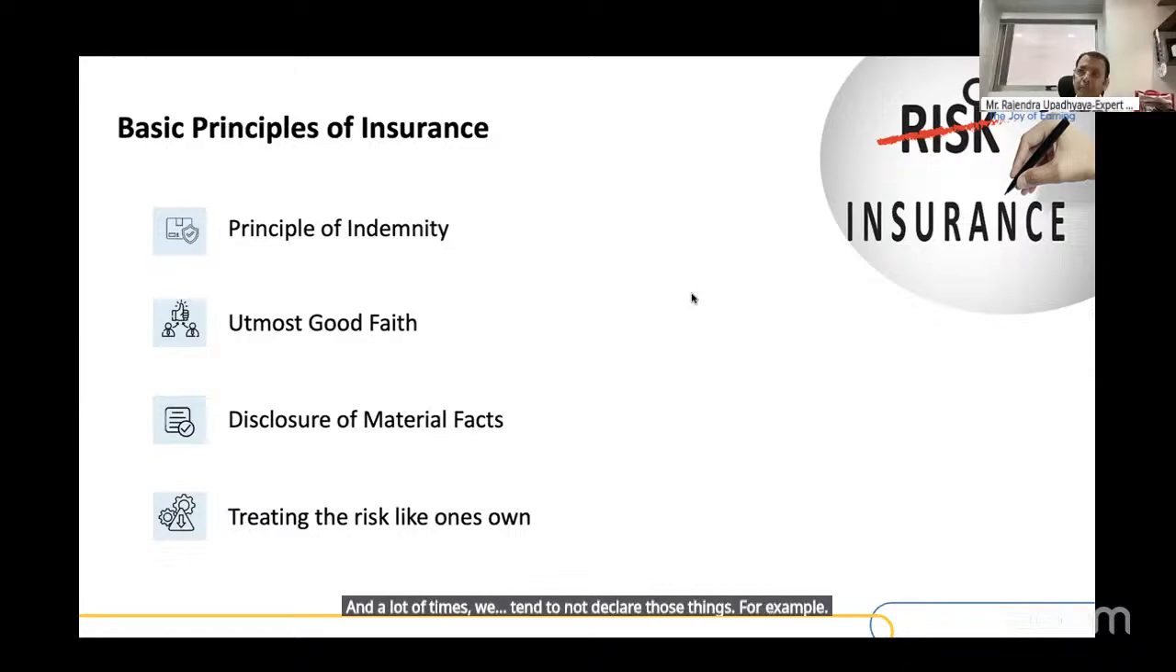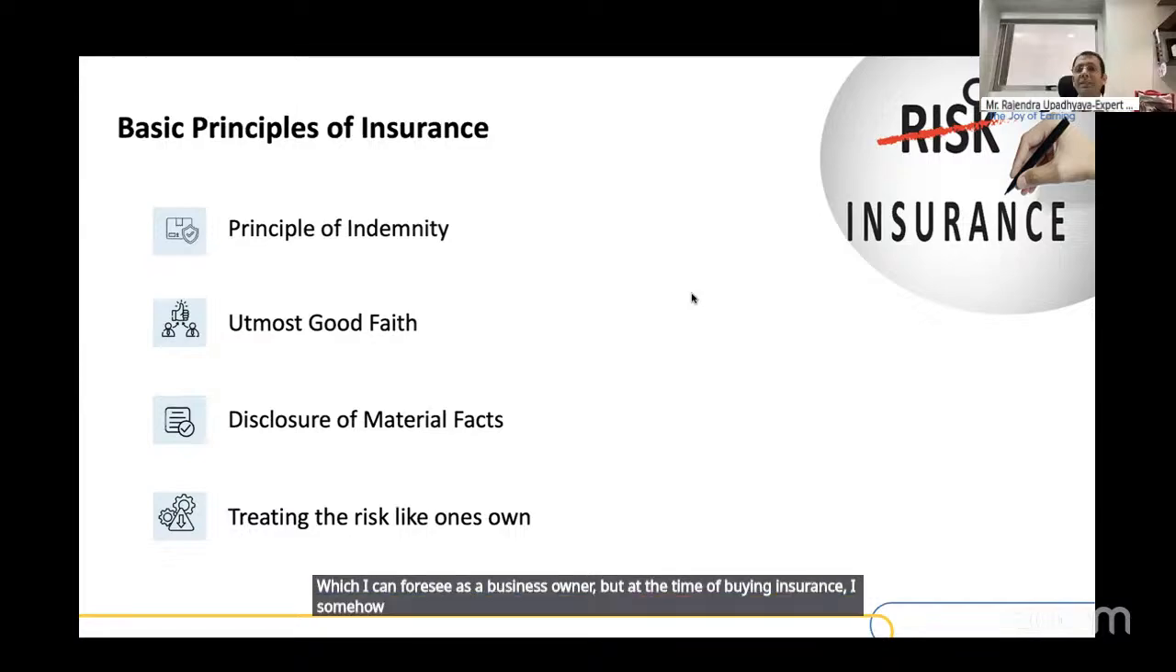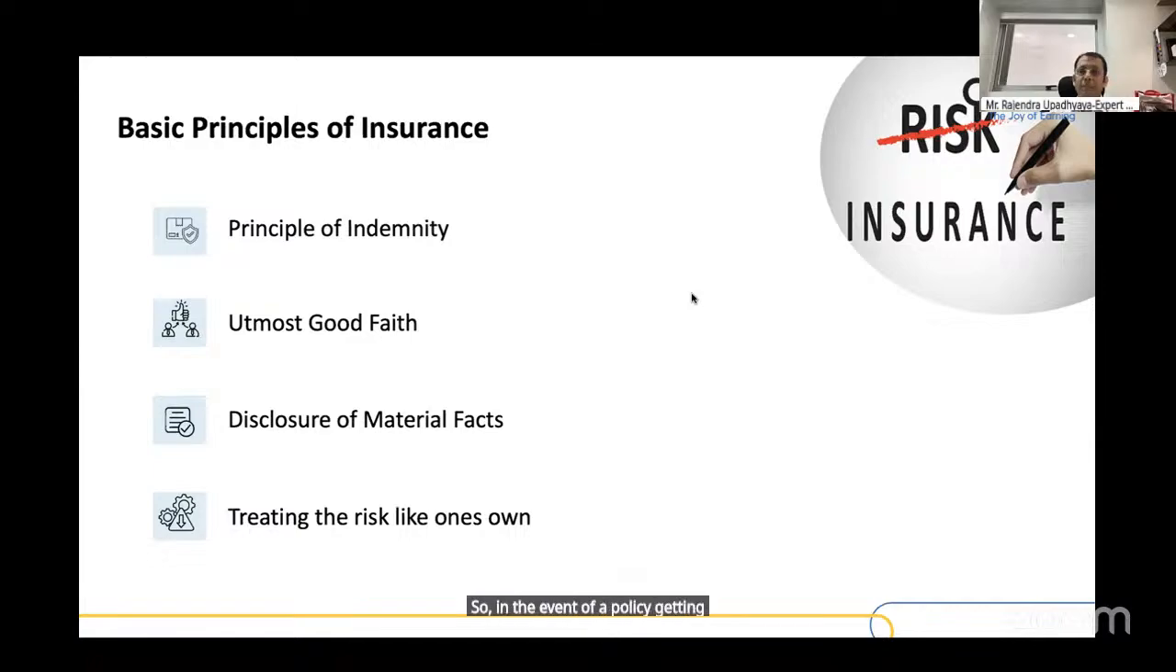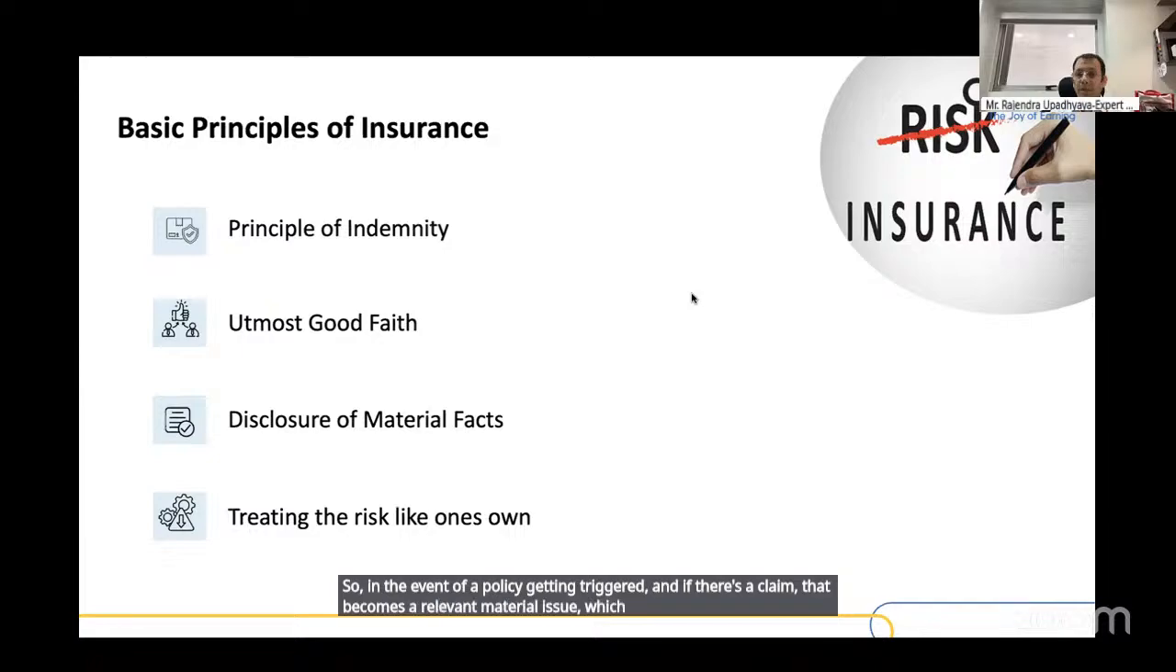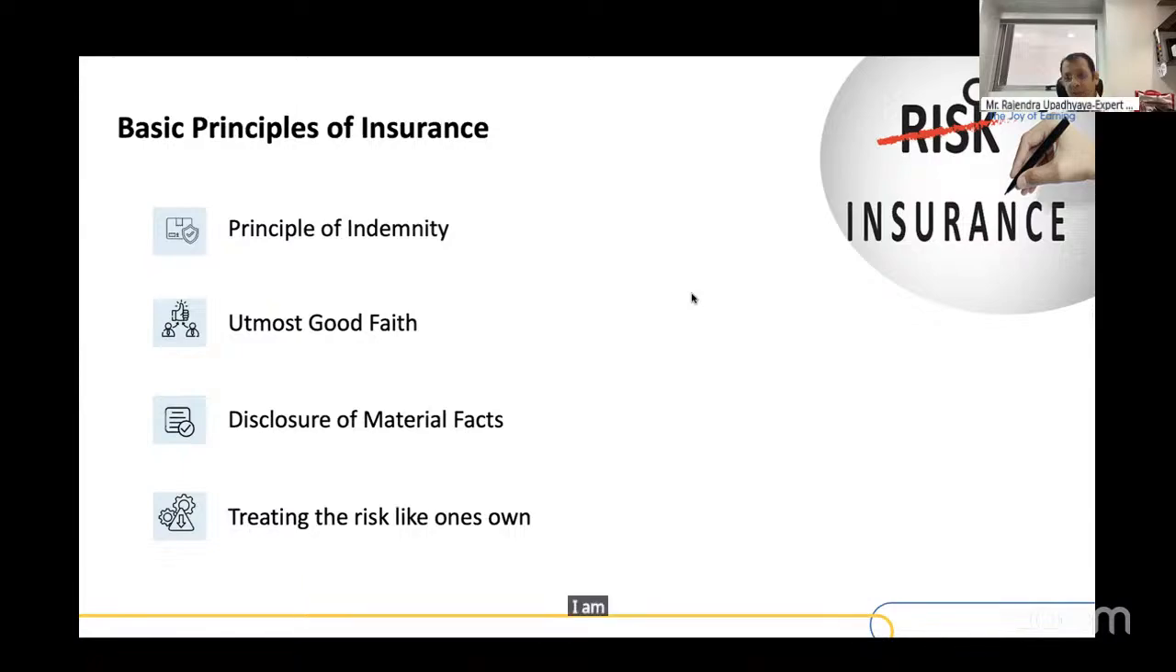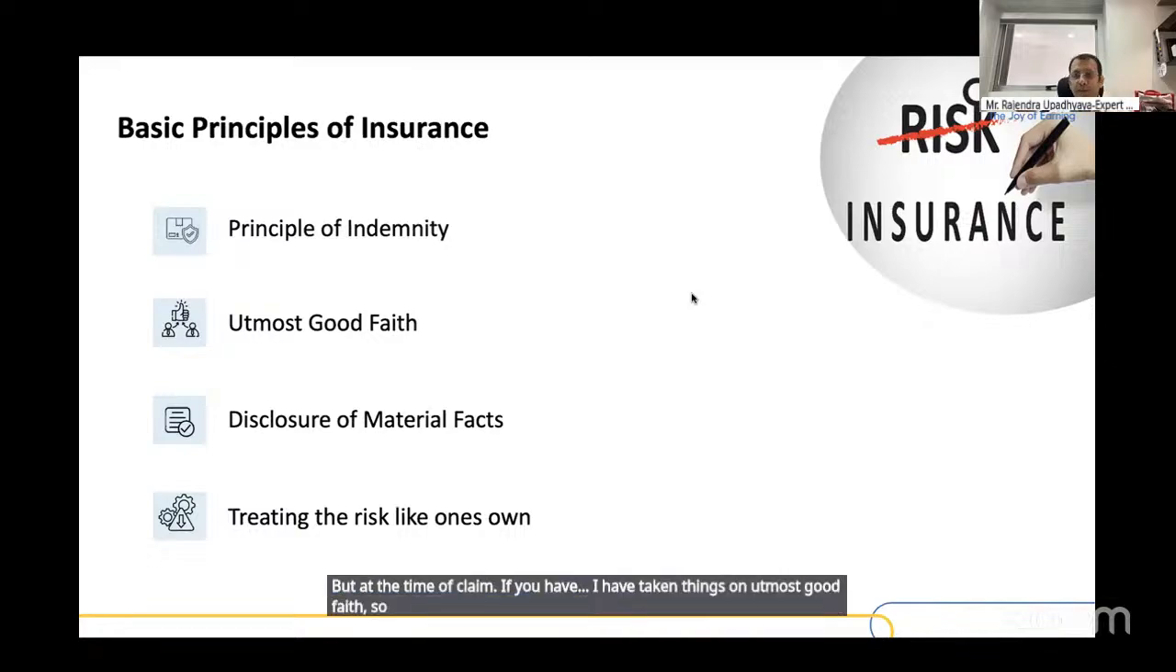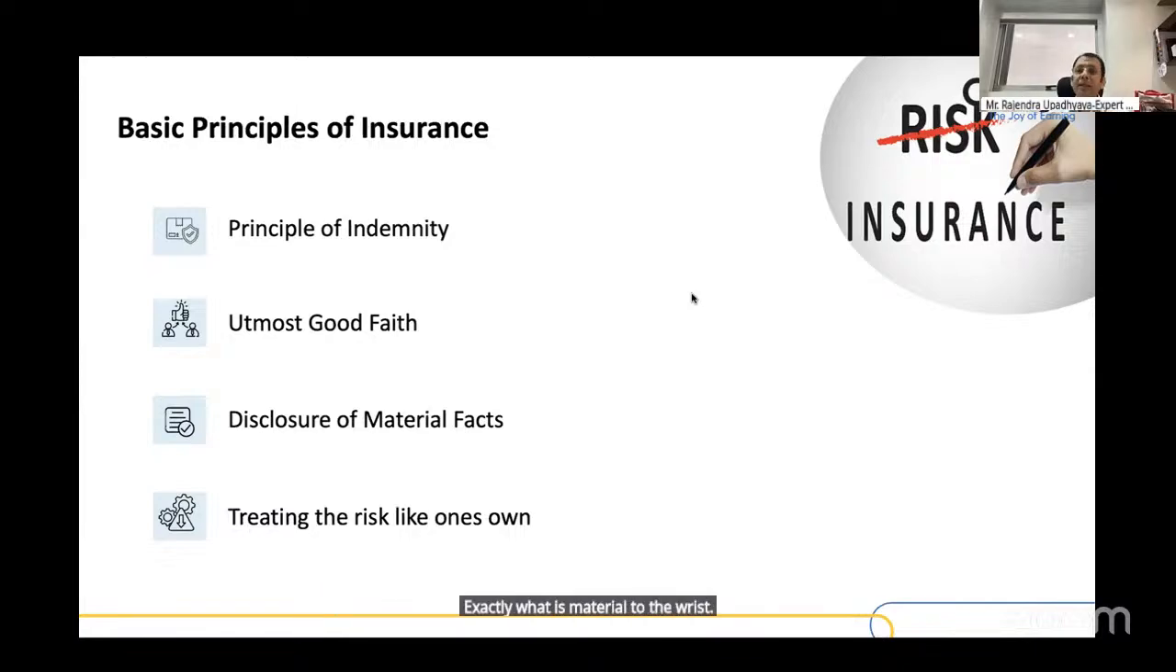For example, I am likely to get a case, or a litigation may be coming to me, which I can foresee as a business owner. But at the time of buying insurance, I somehow miss that. I don't declare that. So in the event of a policy getting triggered and a claim, that becomes a relevant material issue which has not been disclosed. The insurance company says: I am fine issuing a policy to you because I'll not be checking anything, I have taken things on utmost good faith. But at the time of claim, if something material to the risk has not been disclosed to me, then the claim becomes non-payable.